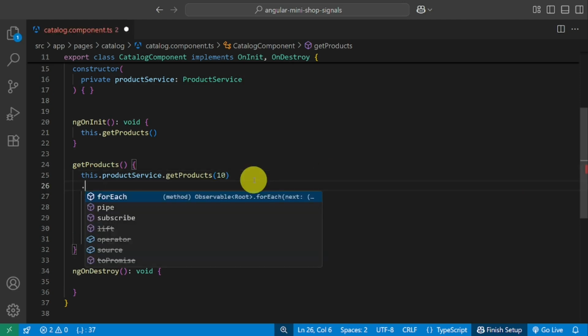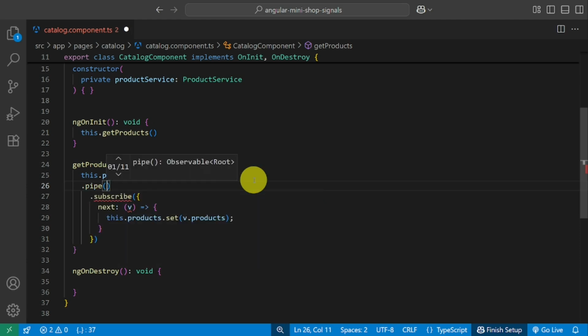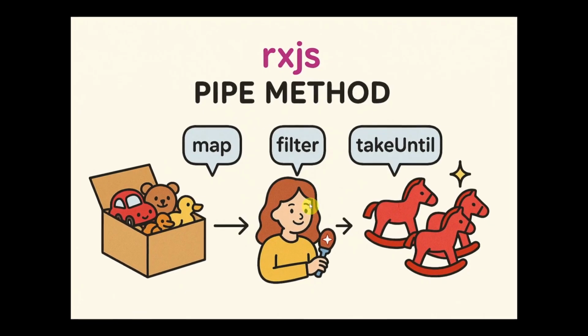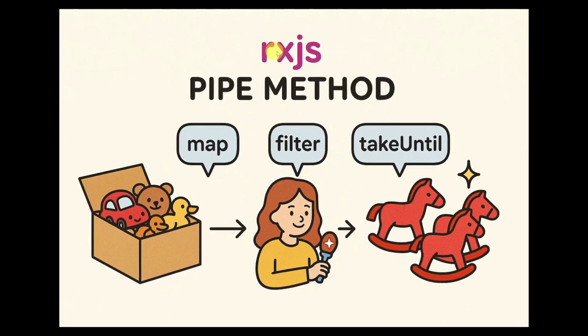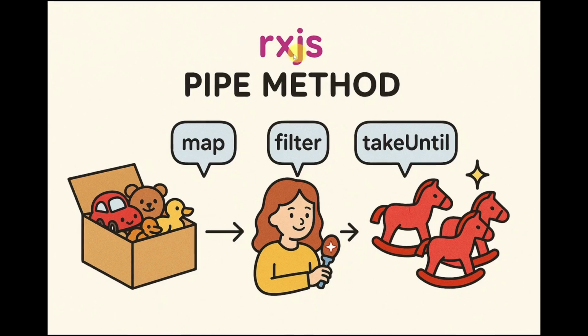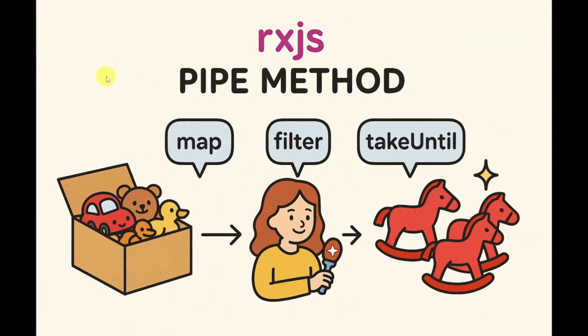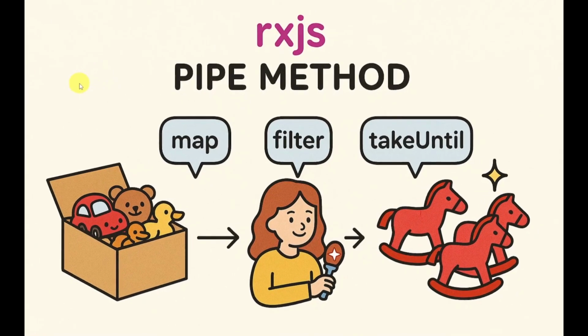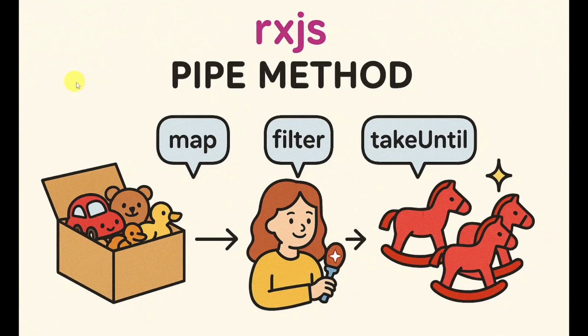Now we should use the pipe method. But what is pipe? Imagine you have a conveyor belt with candies and you want to do things like pick only red candies and wrap them in a shiny paper. The pipe is like a list of instructions that says, do this, then this, then this. It helps you put all your steps in order to change the candies as they come.